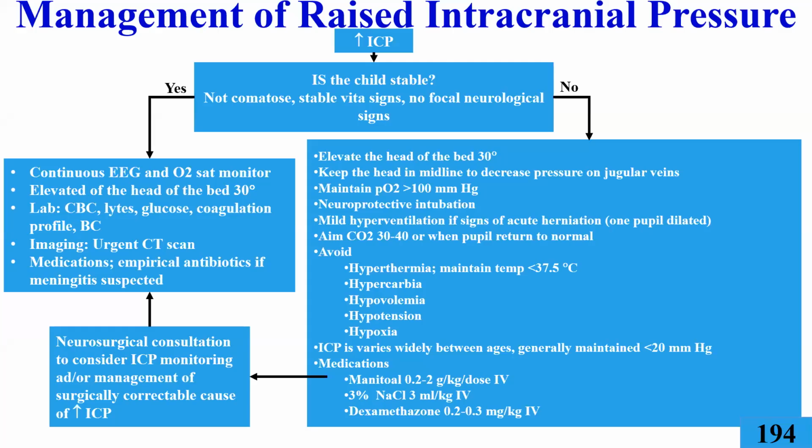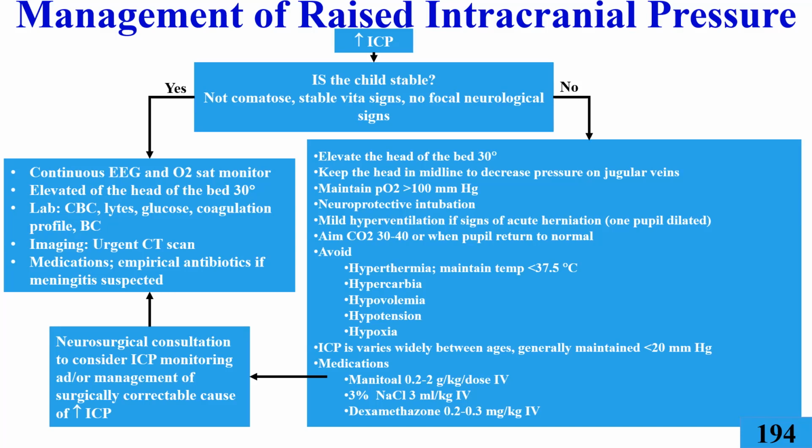Okay, so management of the raised intracranial pressure depends on whether the child is stable or not. So again, A, B, C, D, urgent CT and medication. It's raised intracranial pressure, but you need to exclude infection, so antibiotics, blood culture. We might need to do CSF, but we need to be careful. We might need a neurosurgical consultation to consider intracranial pressure monitoring.